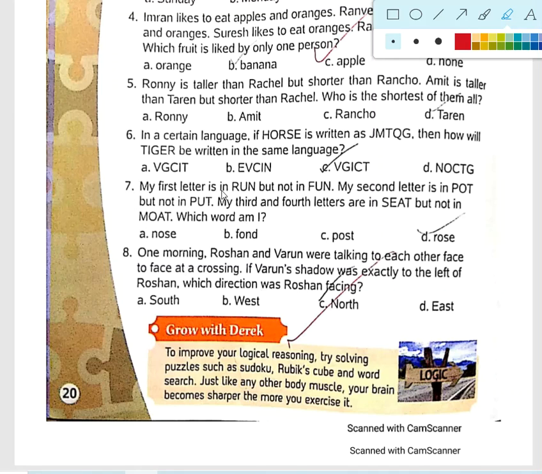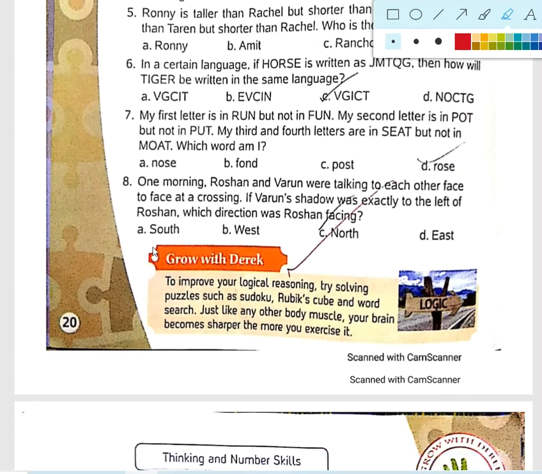Now see, this seventh one is very easy. My first letter is in run. So first letter is R, but not in fun. My second letter is in pot. Second letter is O, but not in put. My third and fourth letters are in seed. So third and fourth letters, SE, but not in mood. Which word am I? Rose. Isn't it? First letter R, second letter O, third and fourth letters SE. Rose. This was easy.